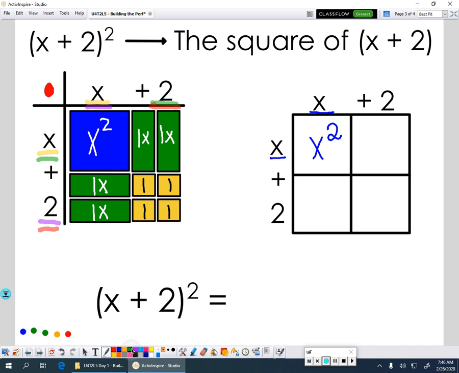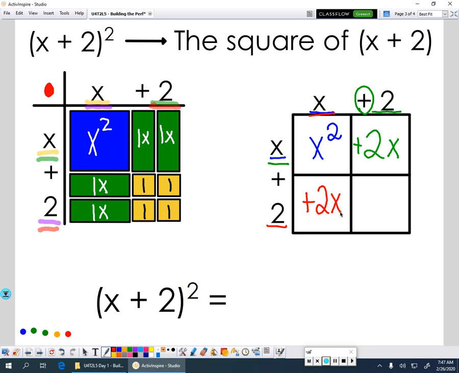And then mathematically, I'm going to multiply this x times this 2. 2 times x gives me 2x. Since it's a positive, we'll say plus 2x because we've got a positive times a positive. I'm going to do the same thing down here. I'm going to multiply this positive 2 times this x, which will give me plus 2x.